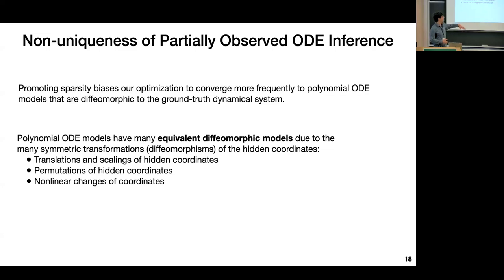So just to list out what some of these diffeomorphisms or symmetries might look like, imagine that you have a differential equation system with one coordinate that's observed and three that are unobserved. Then you could take those unobserved coordinates and translate and scale them. You could permute their order, or you could find other nonlinear transformations of the hidden variables, and this would all give you back other types of polynomial dynamical systems that give you the exact same simulations. Okay, so this was really one of the realizations.